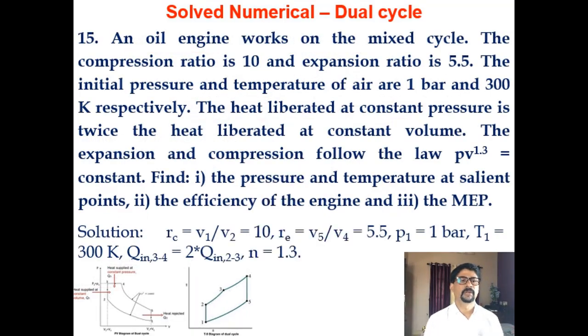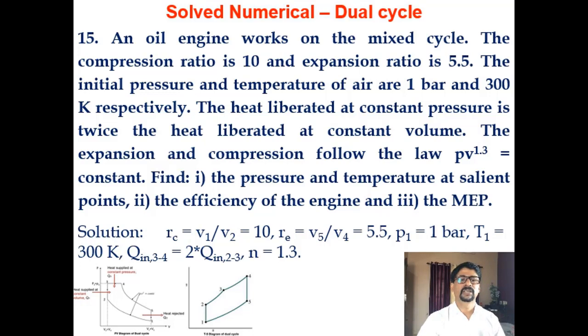Okay, we'll solve this problem. An oil engine works on mixed cycle. The compression ratio is 10 and the expansion ratio is 5.5. The initial pressure and temperature of air are 1 bar and 300 Kelvin respectively. The heat liberated at constant pressure is twice the heat liberated at constant volume. The expansion and compression follow the law PV to the power 1.3 is equal to constant. Find the pressure and temperature at salient points, the efficiency of the engine, and the mean effective pressure.